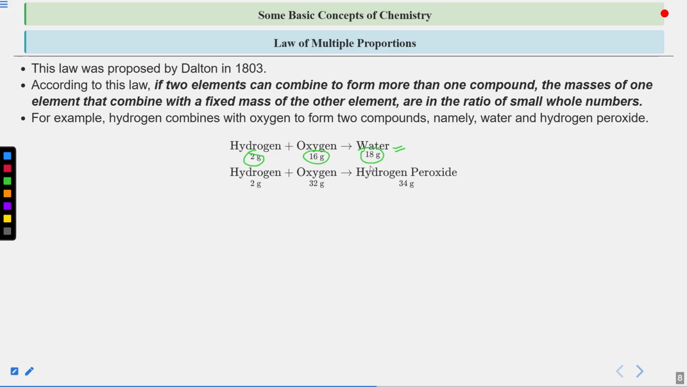Similarly, if we combine them to form the other corresponding compound, which is hydrogen peroxide, then in that case, the mass of oxygen would be 32 gram, whereas the mass of hydrogen is still 2 gram because their formula has a difference in the number of oxygen and not in the number of hydrogen. The number of hydrogen is 2, but the number of oxygen is 1 in case of water and 2 in case of hydrogen peroxide. That is the reason the mass is getting multiplied by a factor of 2.